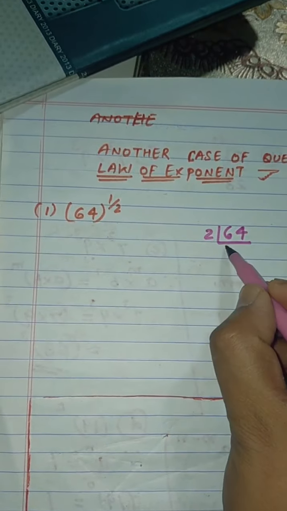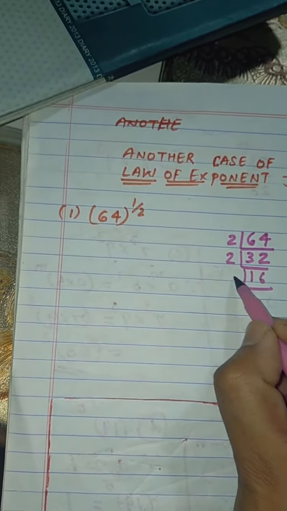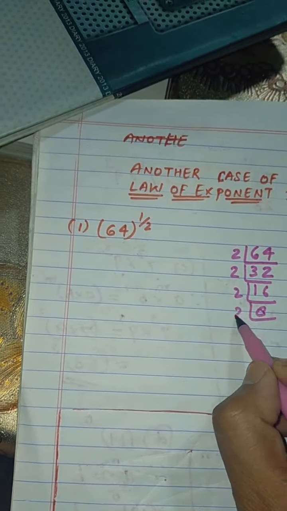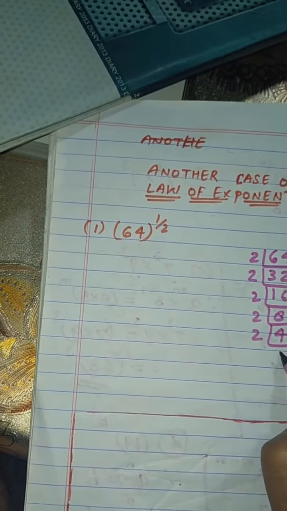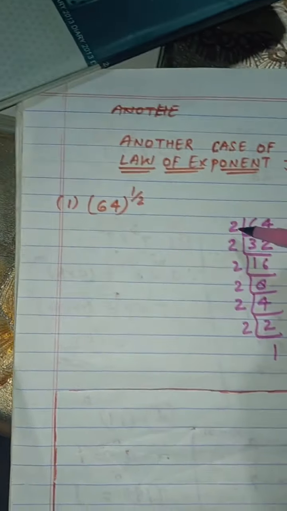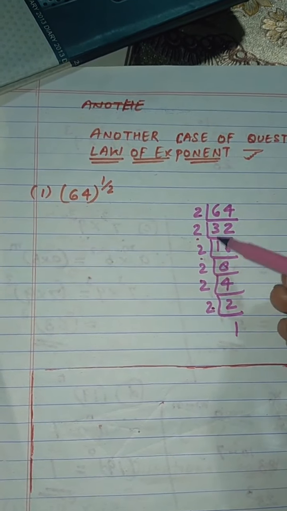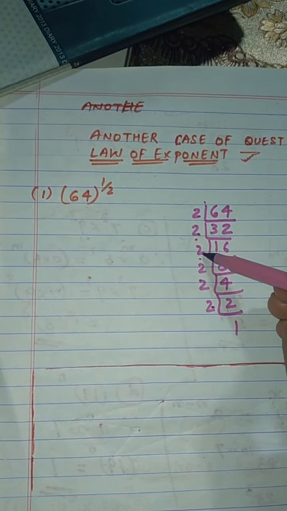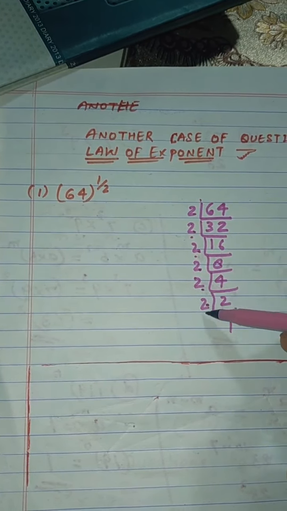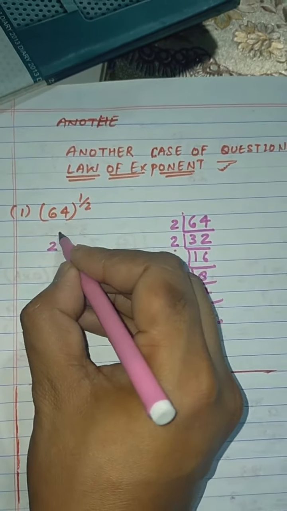How? 2 3s are 6, 2 2s are 4, 2 1s are 2, 2 6s are 12, 2 8s are 16, 2 4s are 8, 2 2s are 4, 2 1s are 2. So how many 2s are we getting? 1, 2, 3, 4, 5, 6. So we can write 64 as 2 to the power 6.